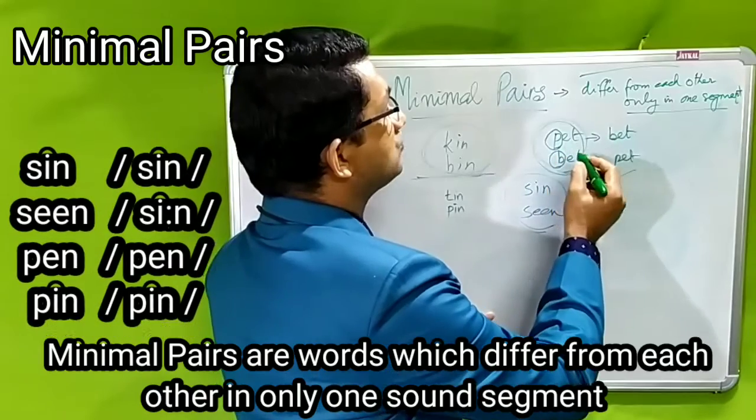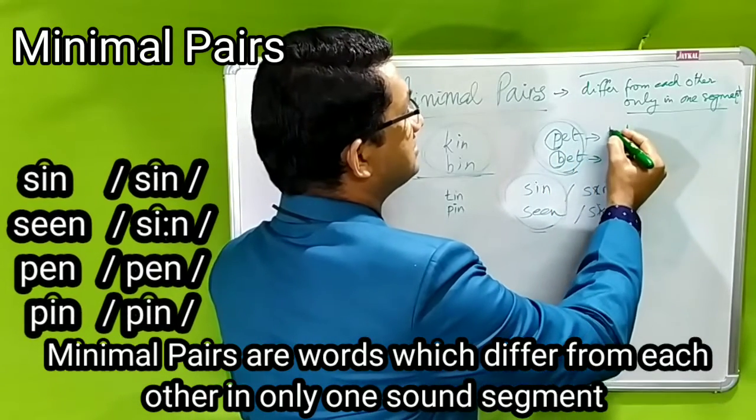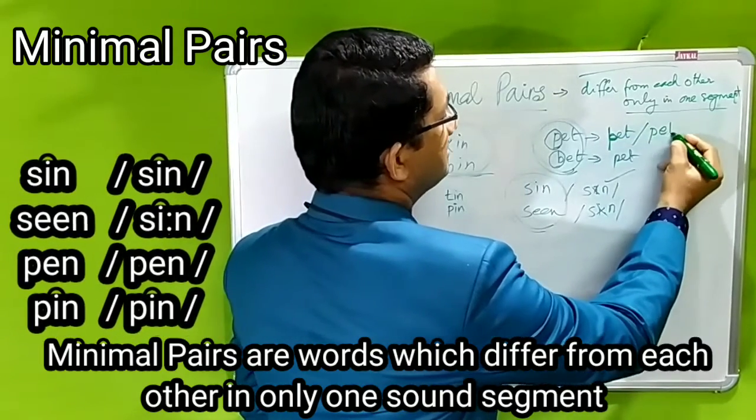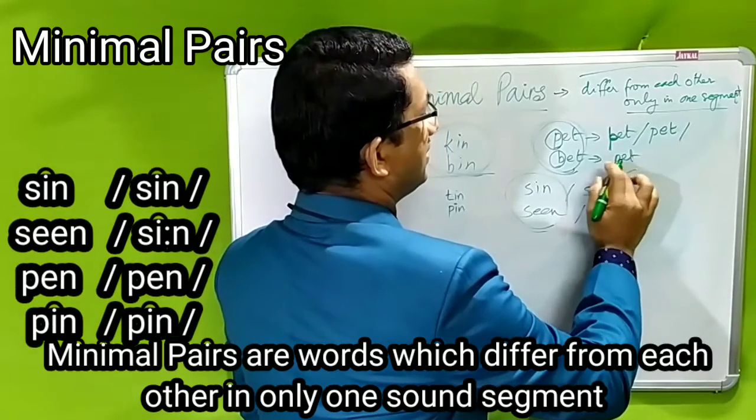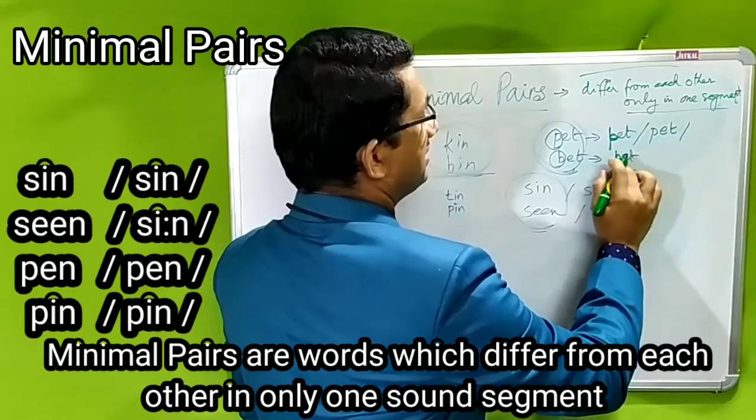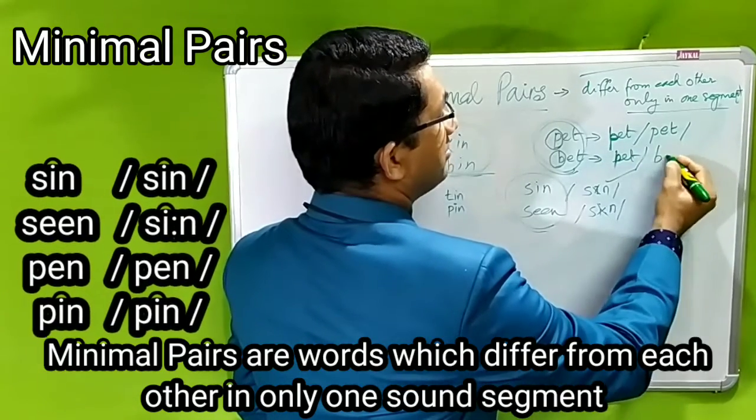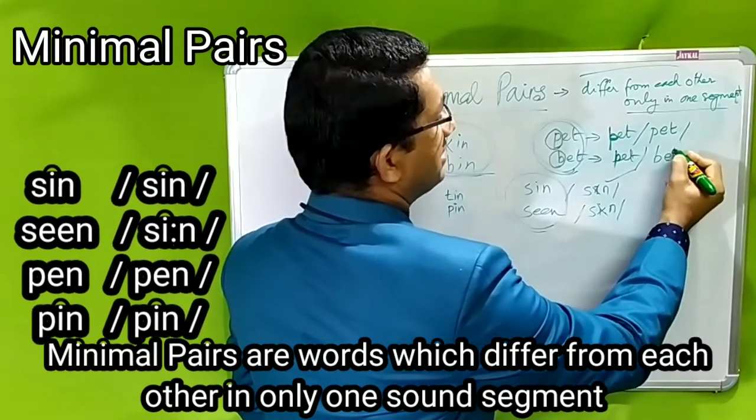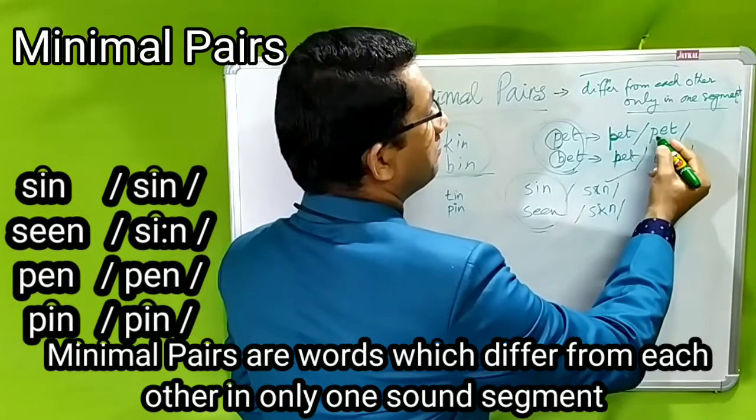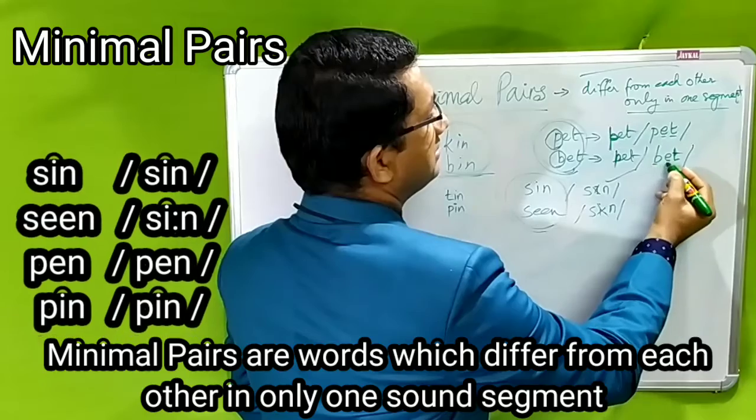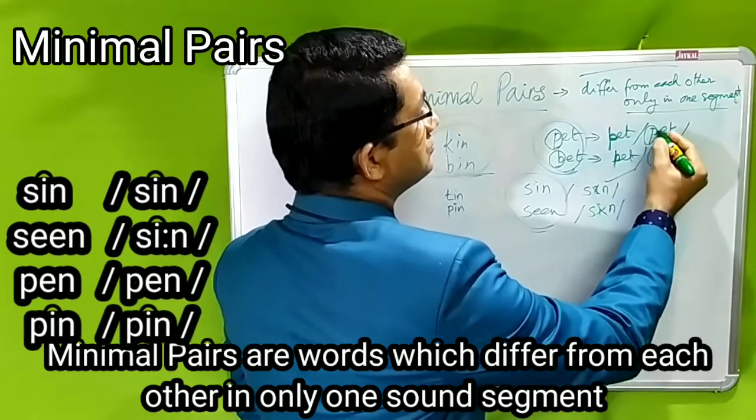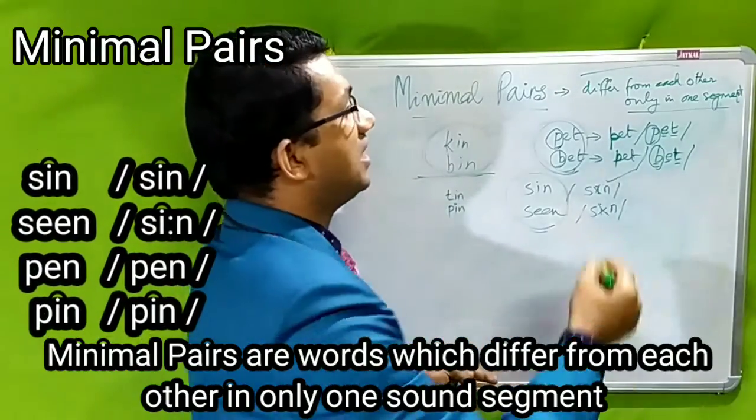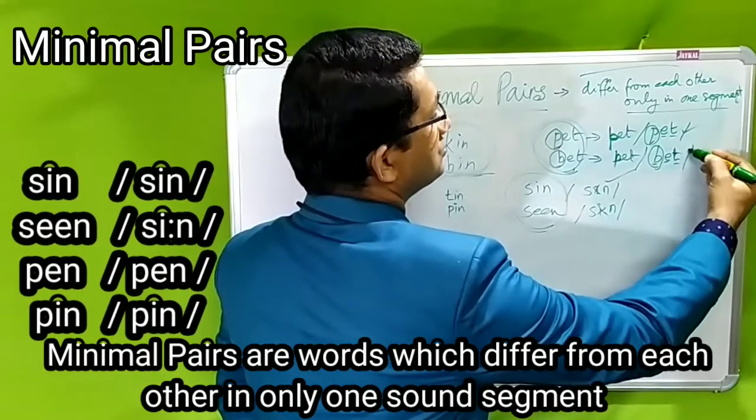Look at the first one, that is of course pet, P-E-T, pet. Now here we have another one, that is of course bet, and we are transcribing it. Okay, it is transcription and it is bet. So pet, bet, only these two phonemes differ from each other. There is only a difference of one segment, and because of that reason we can call these two minimal pairs.